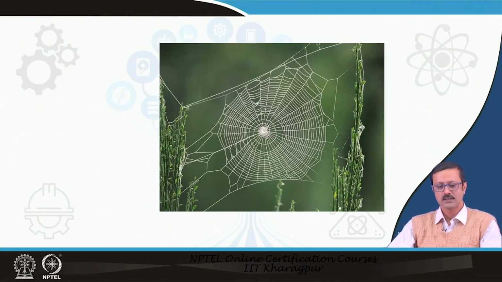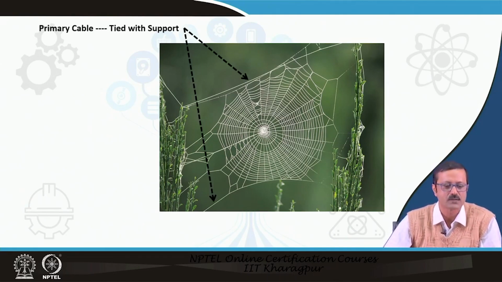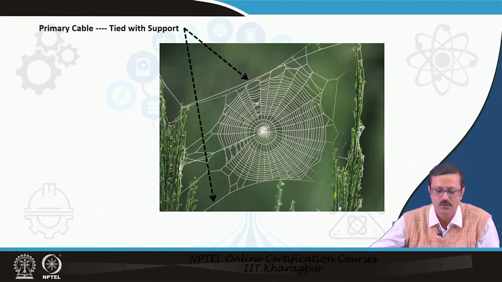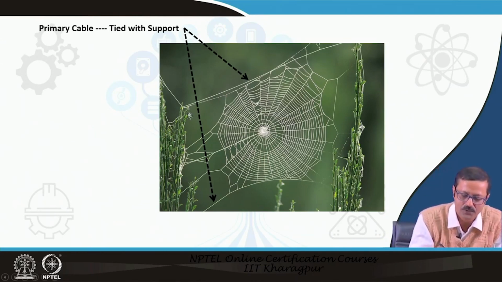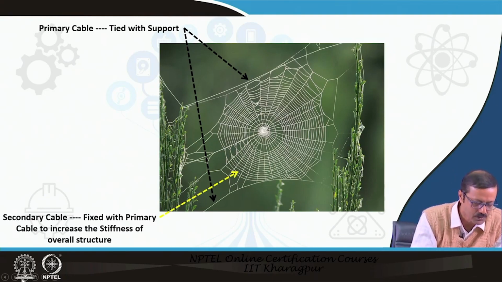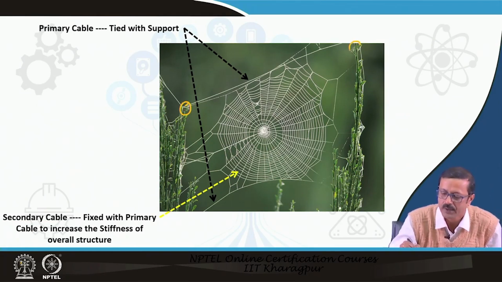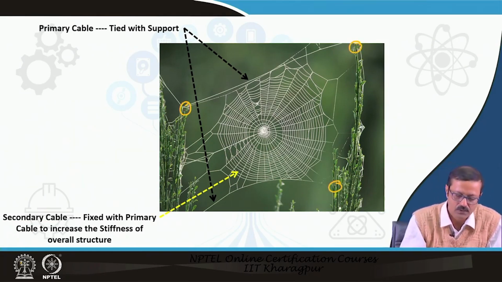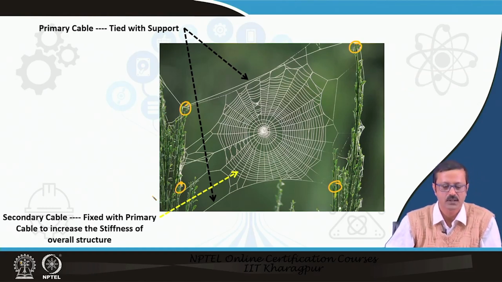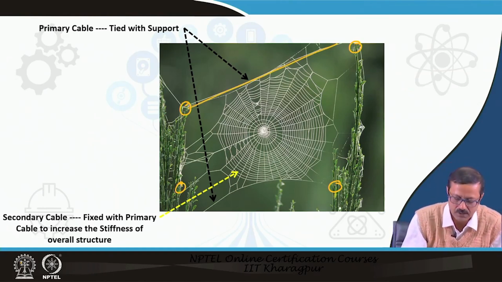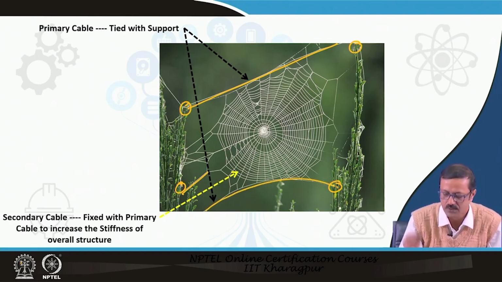If you look at nature, there are also membrane structures. We can find one in the net formed by a spider, and if you look at this spider net very minutely, you can see there are primary cables which act as supports for the membrane. These are the typical points where the supports have been made to a leaf or maybe the stem of a tree. Those are the primary cables.